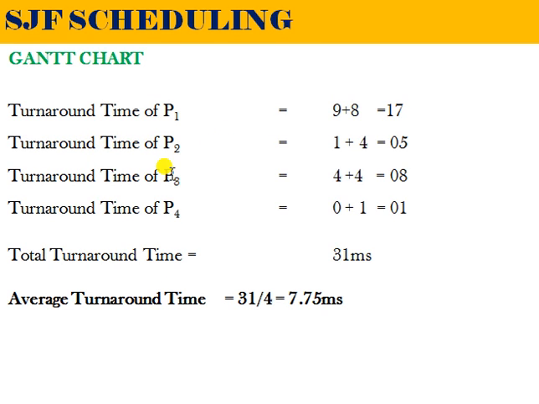Now turnaround time. Turnaround time is the addition of waiting time plus execution time. So 9 plus 8 is 17 for P1, P2 is 1 plus 4, P3 is 4 plus 4, and P4 is 0 plus 1. So total turnaround time equals 31, and average turnaround time equals 31 by 4, that is 7.75.